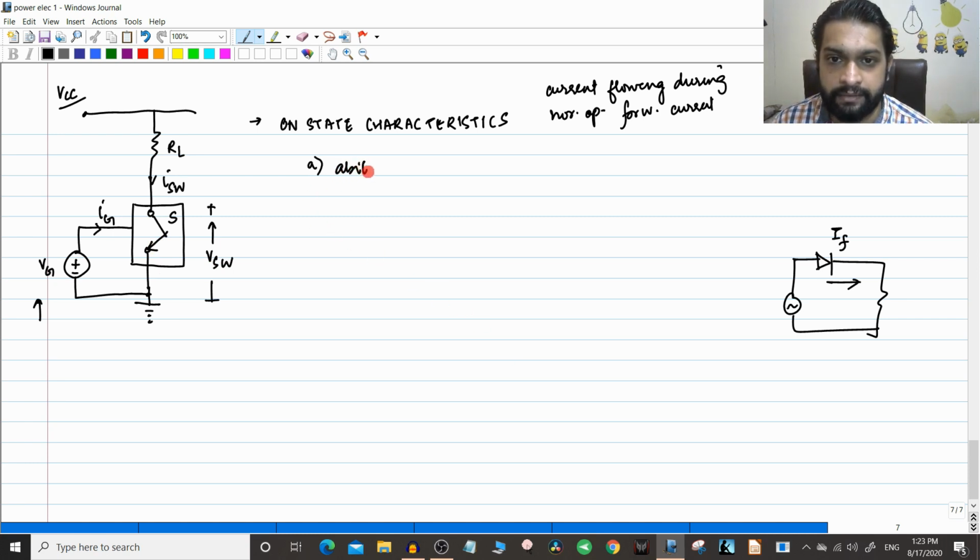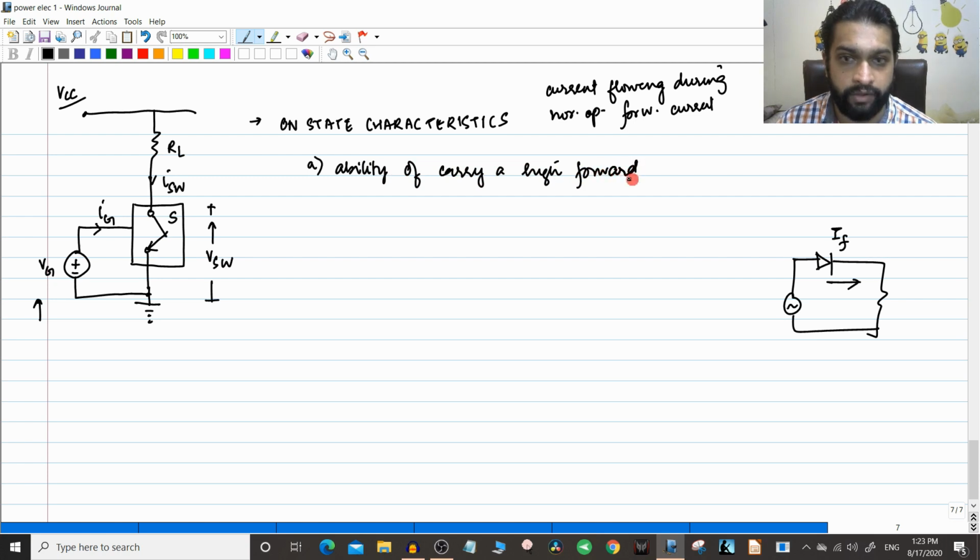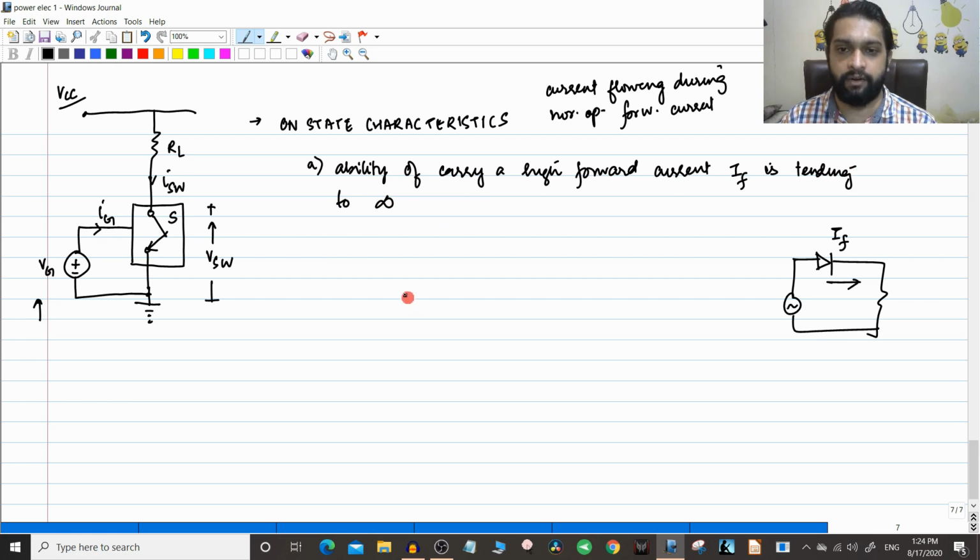So first one is the ability to carry a high forward current. Forward current means the current which is flowing here. High forward current IF, and this value will be tending to infinity. That is just to show that it is able to handle huge currents. So the ability to carry high forward current is tending to infinity. So that is the first on state characteristic regarding forward current. I will just highlight it a little bit here. So the first point was forward current tending to infinity.